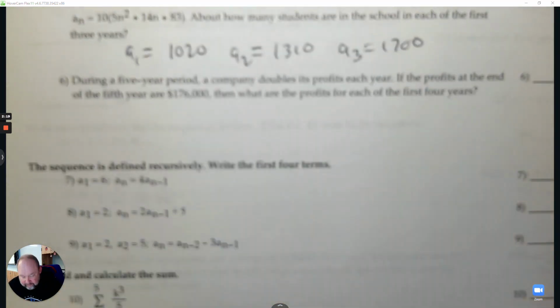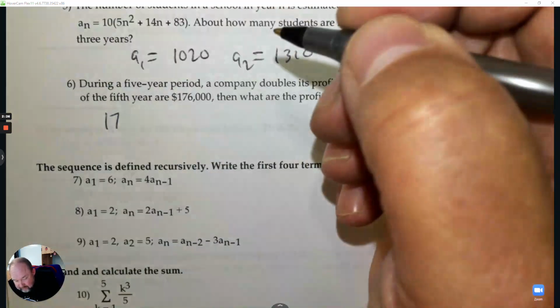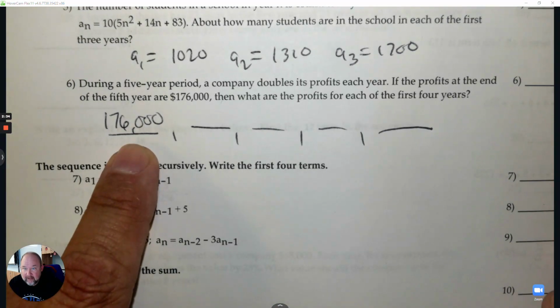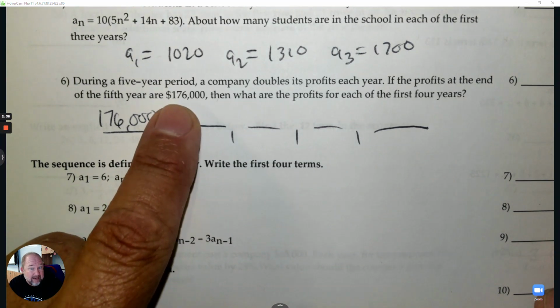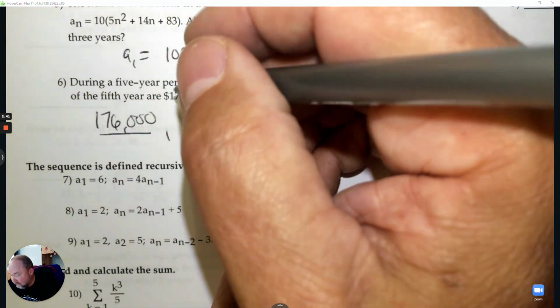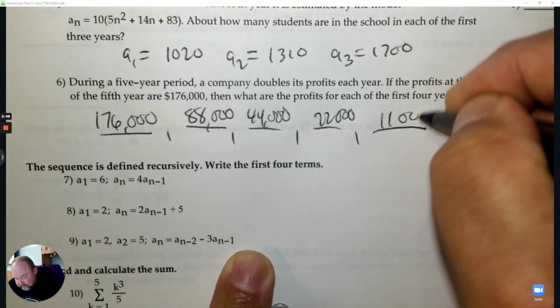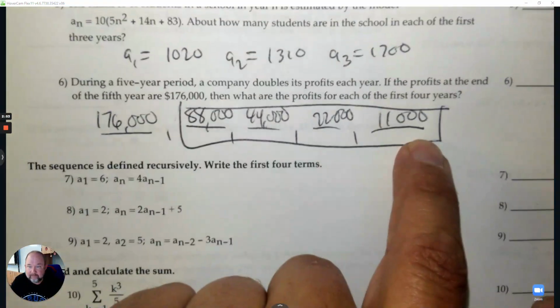During a 5-year period, a company doubles the profits every year. If the profits at the end of the 5th year are 176,000, then how about the previous 4 years? So if I was going forward, you'd keep doubling. But if I need to go backwards, I go half of what I see. So that would be 88,000, and then half again, and then half again, and then half again. So those are the last 4 years, year 4, 3, 2, 1.